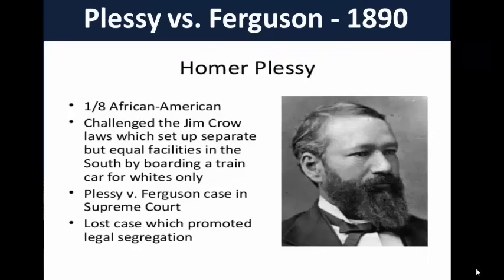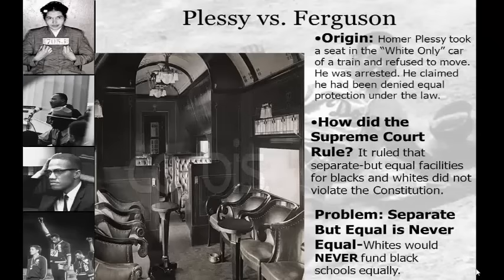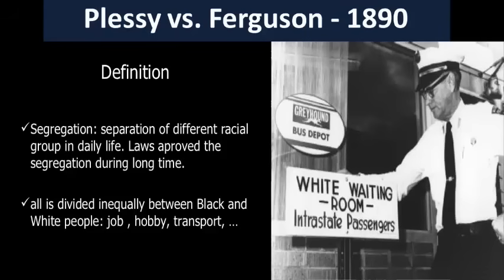Homer Plessy was a man living in Louisiana who was 1/8 African American. Now, Plessy was an activist, which means he was someone who wanted to change things in America. He's kind of like the Rosa Parks of the 1890s. He had gotten on a train in Louisiana with the intention of getting arrested to fight segregation. Remember, segregation was the legal policy of trying to keep blacks and whites separate.